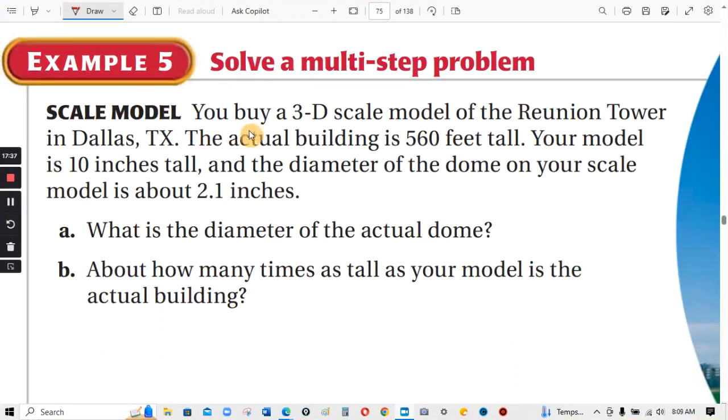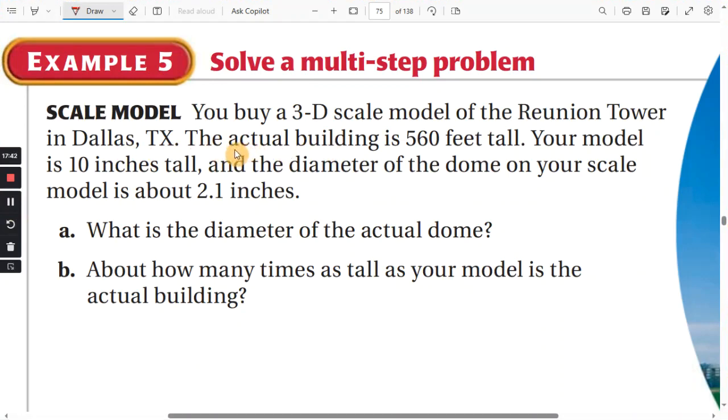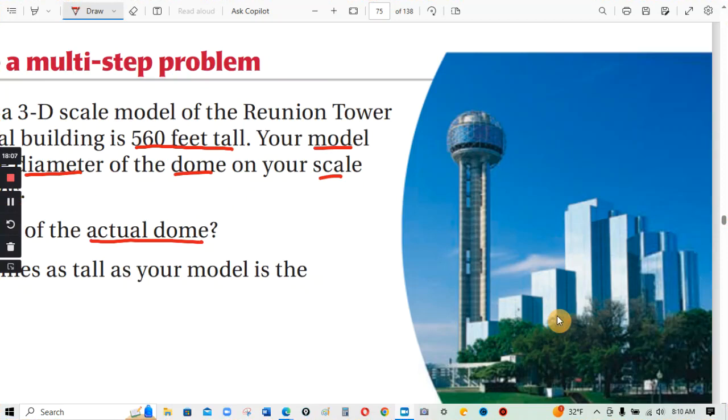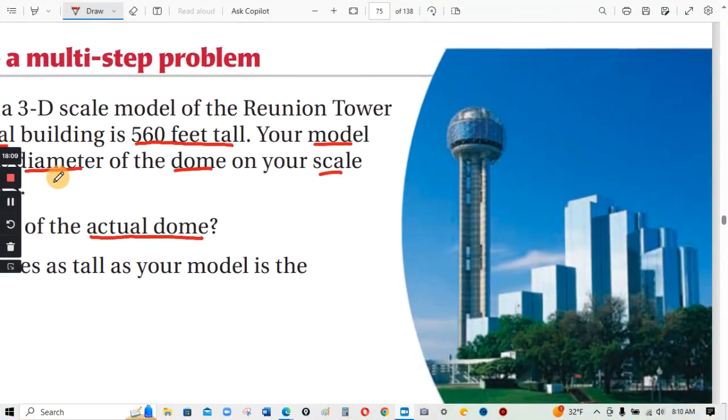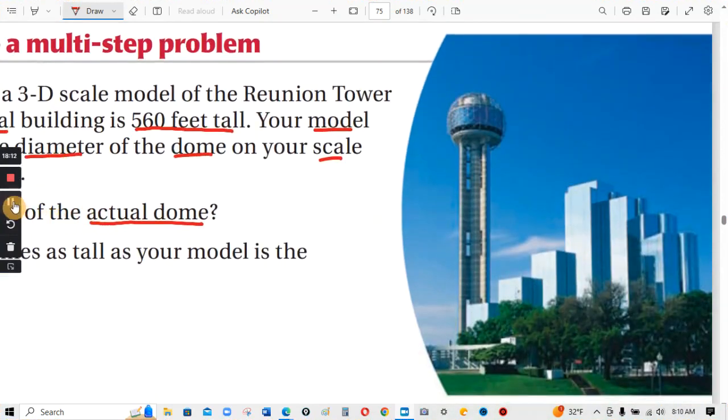Example 5, you buy a 3D scale model of the Reunion Tower in Dallas, Texas. The actual building is 560 feet tall. The model is 10 inches tall. And the diameter of the dome on your scale is about 2.1 inches. What is the diameter of the actual dome? All right, so the picture doesn't really show any measurements or anything, so that's useless. Let's stick with the write-up.